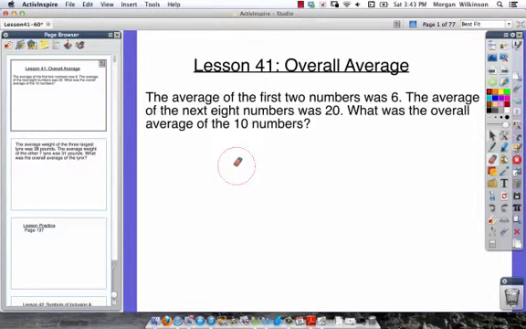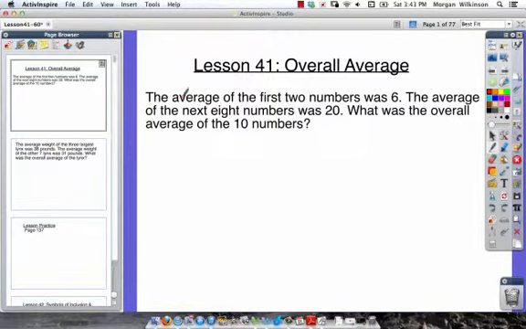Lesson 41 is about overall averages. Now when we talk about overall averages, we're going to be working with the term average quite a bit. And we've already figured out how to work with that. We know that the average is always the sum of the numbers in our set divided by the number of numbers. Now let's go ahead and look at our first problem.